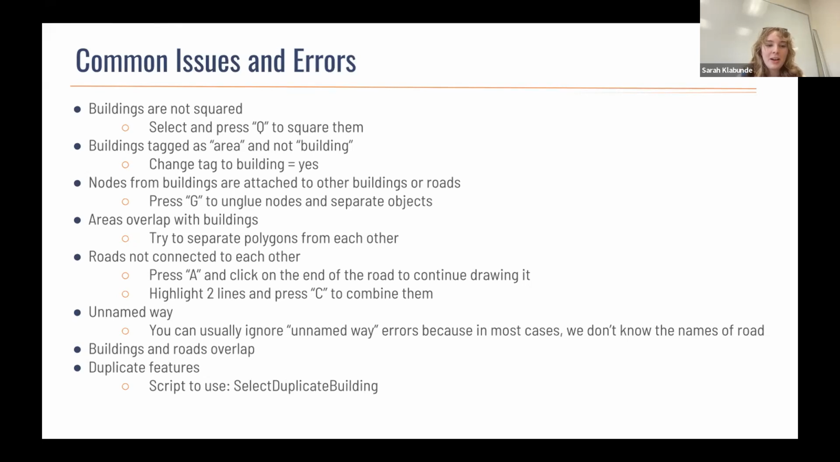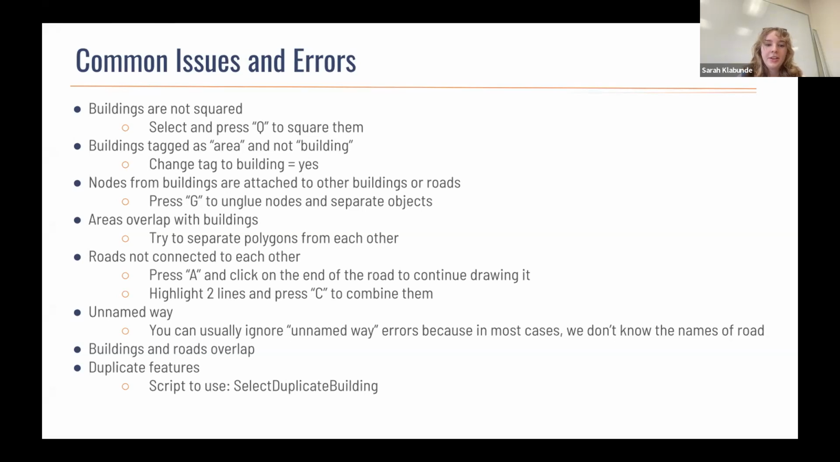And the next one, unnamed ways. This is one of those warnings that Maxwell was talking about. If you have a road that you don't know the name of, then when you run the validation tool, it'll say warning, unnamed way. But this is something you can ignore, because unless you have local knowledge, adding in a name or saying that the road name is unknown is just going to cause more problems. So unless you know specifically the road name and you have that local knowledge, then you can typically just ignore this warning before you upload your edits.